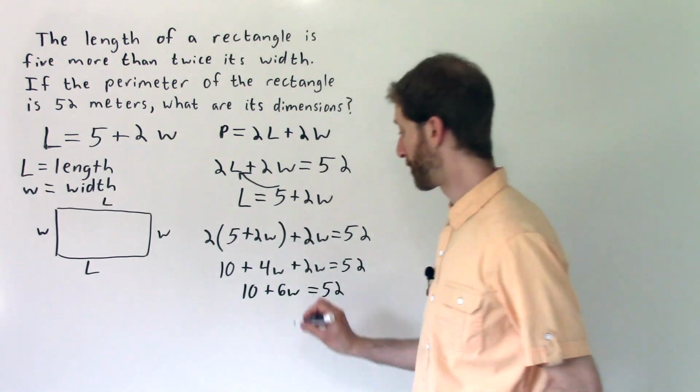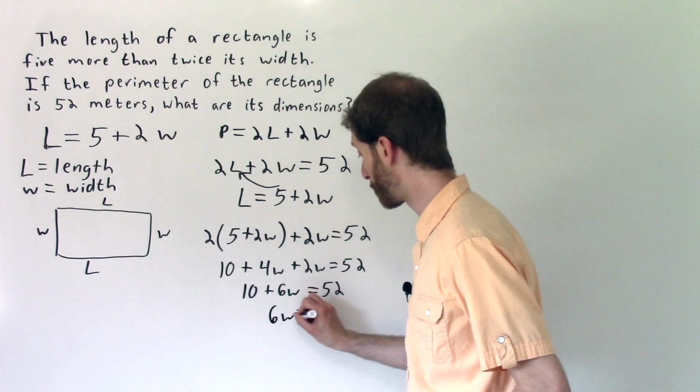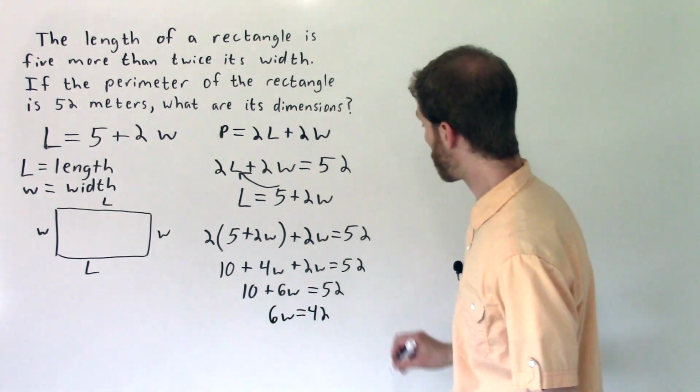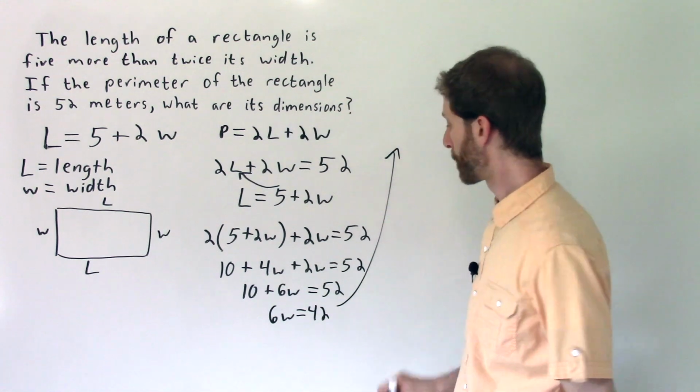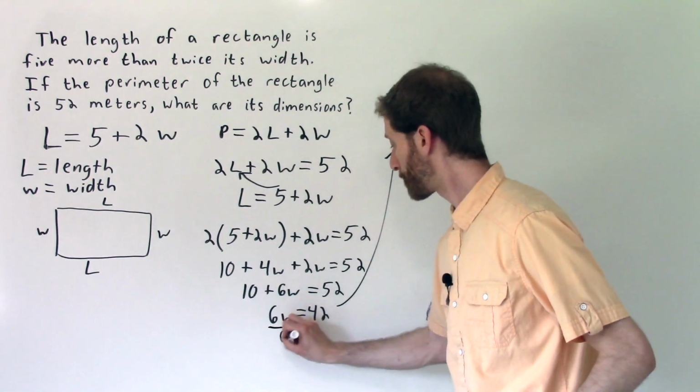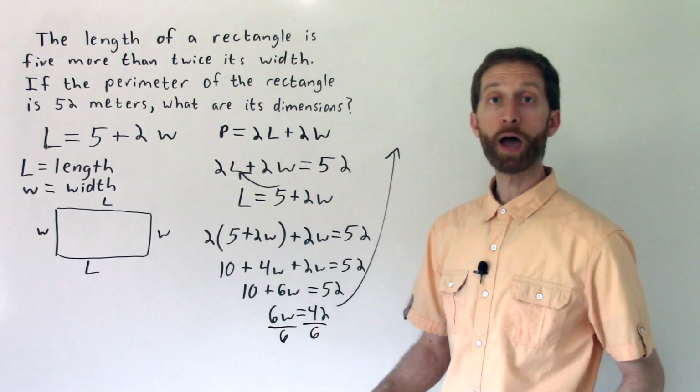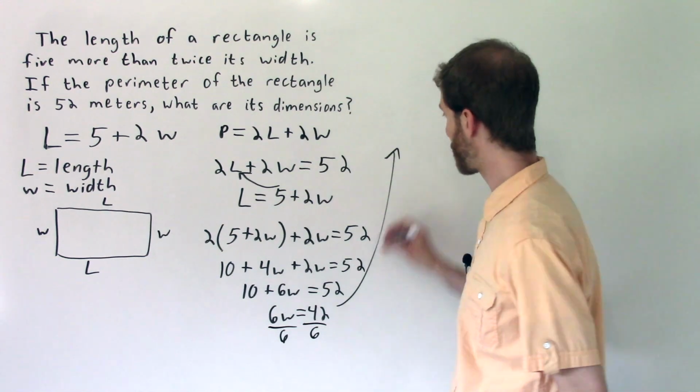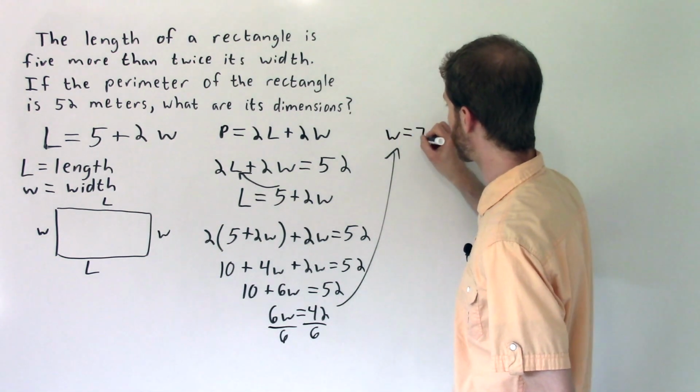We subtract 10 from both sides, so it's going to be 6W is equal to 42. And lo and behold, I'm going to take this math up here. 6 goes into itself, of course, once. And what are you left with? 7. The width is 7.